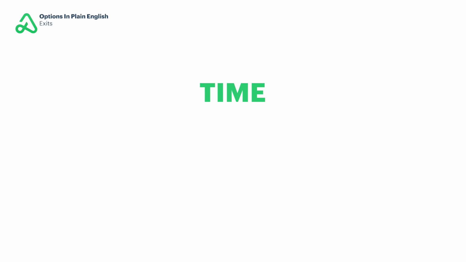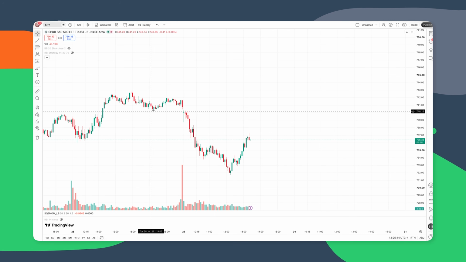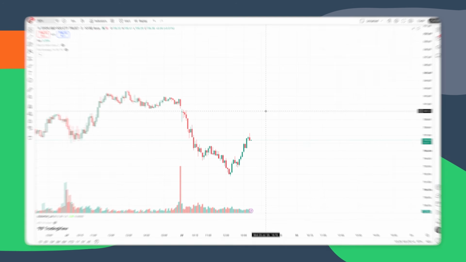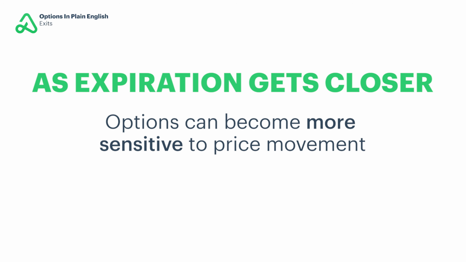Now let's talk about time. Time is one of the variables you can control. You cannot control where SPY goes tomorrow. You cannot control volatility or the headlines, but you can control whether you hold a trade into the final days before expiration. As expiration gets closer, options can become more sensitive to price movement, especially near the money. That is where last day risk can surprise traders.